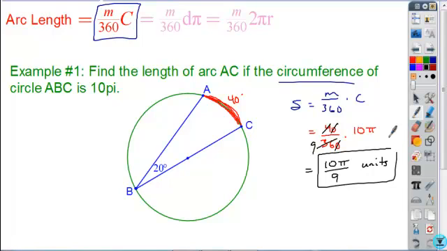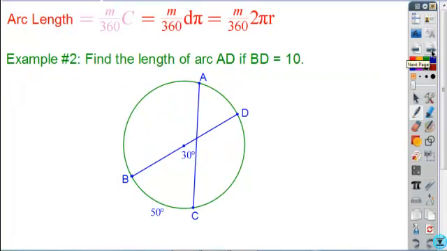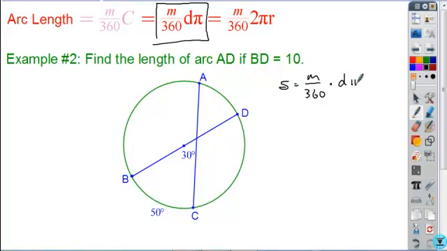Let's take a look at a different form. This time you're given a circle with intersecting chords. One of the chords happens to pass through the center of the circle, and that chord is said to have a length of 10. So that's your diameter. Now you should use this form of the equation: express circumference in terms of diameter and solve the resulting equation. So arc length is equal to some portion of a circle's circumference, m over 360 times d pi, and then just plug in your pieces of information.